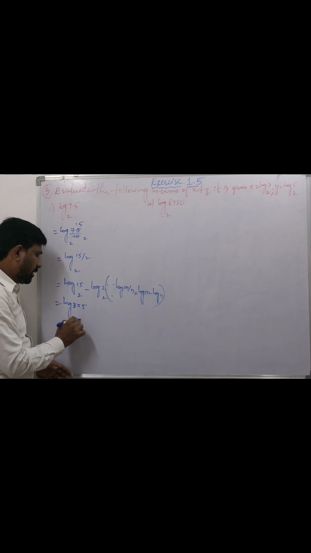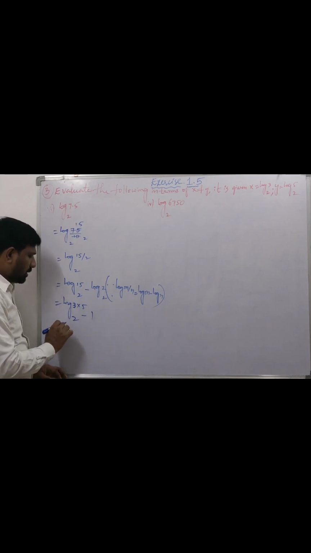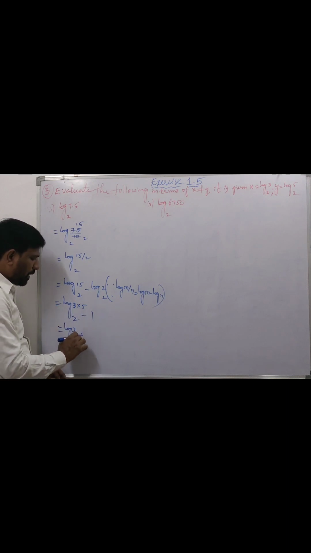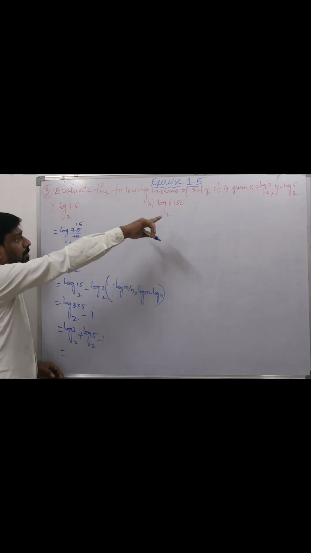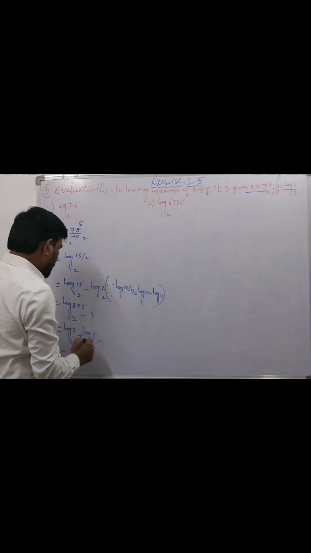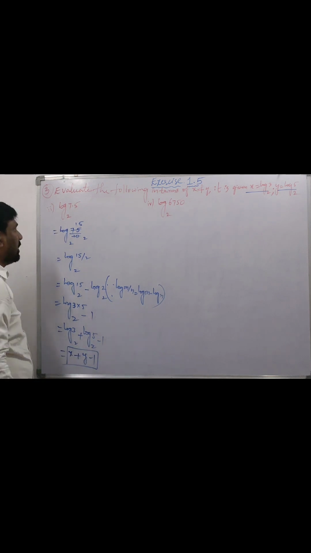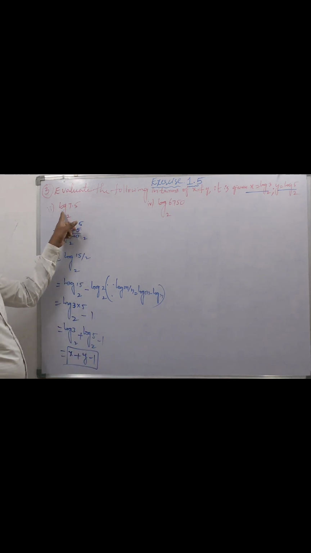Log 15 can be written as log of 3 into 5, minus logarithm of a number to the same base, which is 1. So next, log of a into b is nothing but log a plus log b. Log 3 to the base 2 plus log 5 to the base 2 minus 1. But as per the problem, log 3 to the base 2 is given as x, and log 5 to the base 2 is given as y. So x plus y minus 1 is your required expression. So the expression in terms of x and y, log 7.5 to the base 2, is x plus y minus 1.